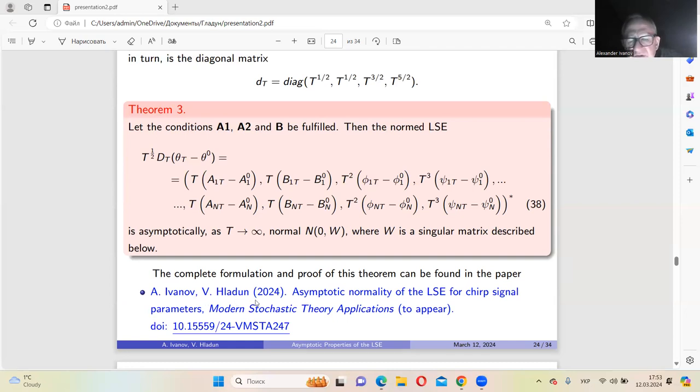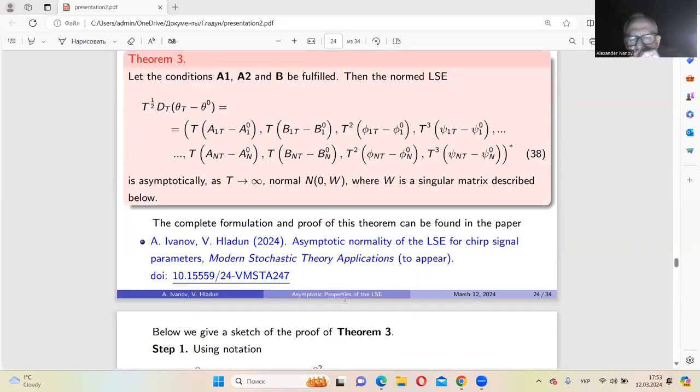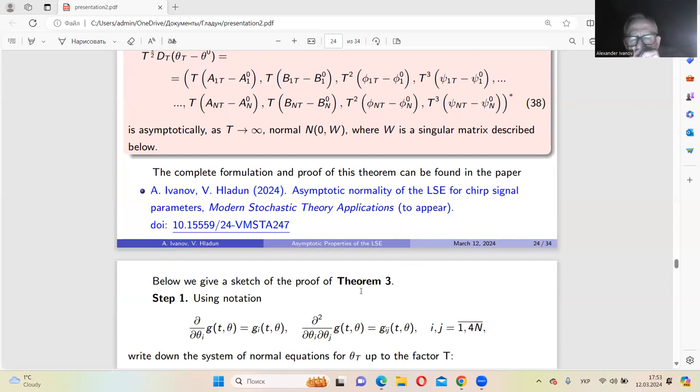This matrix is described below, and the complete formulation and proof of this theorem can be found in our paper with Victor Hladun, asymptotic normality of the least square estimator for chirp signal parameter in Modern Stochastics: Theory and Applications. This paper will appear. It is present on the internet already, the text of this paper. Below, we give a sketch of the proof of theorem 3, but I have not enough time.